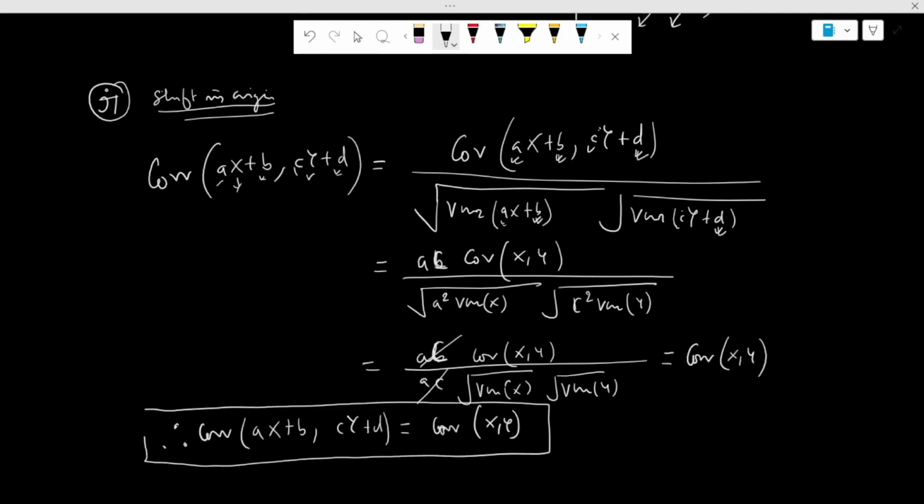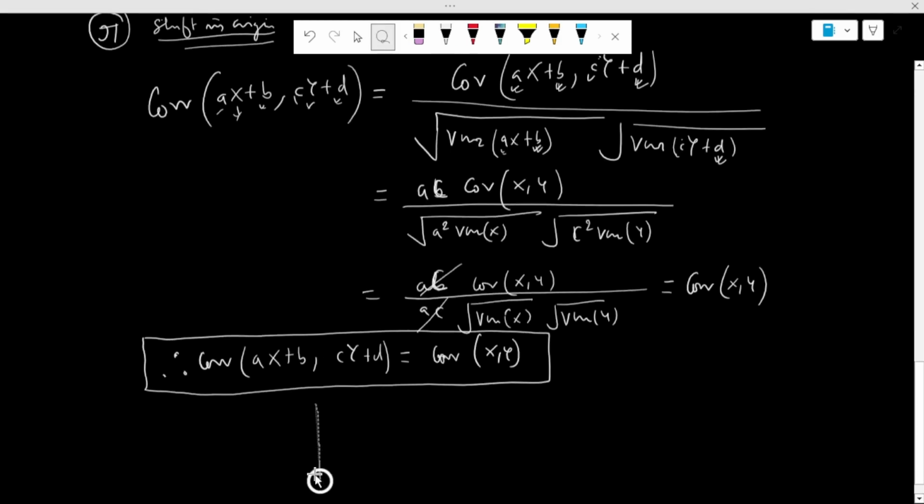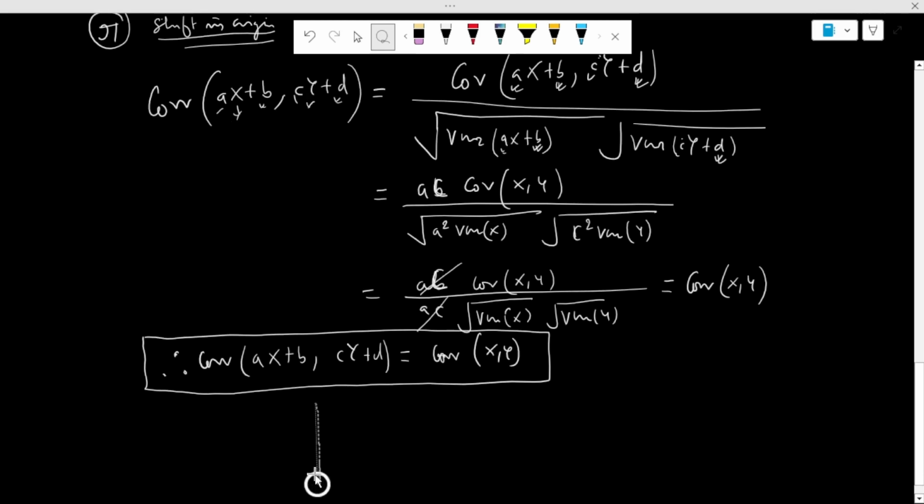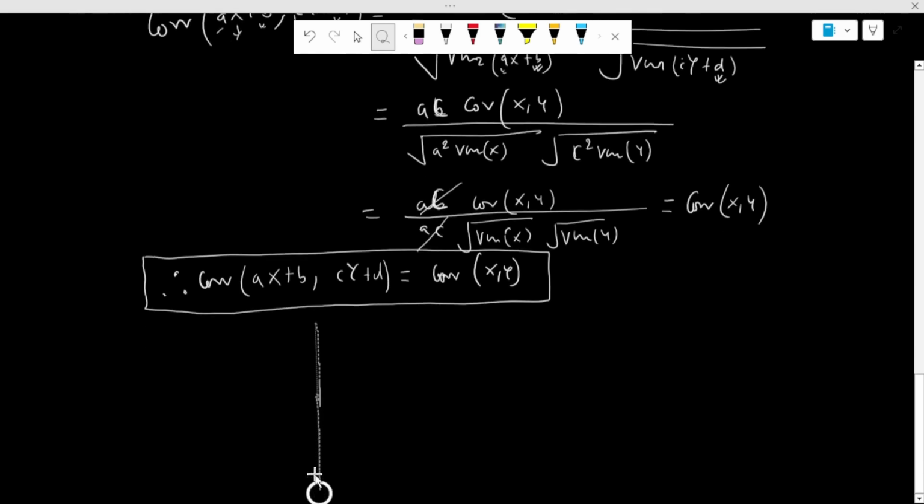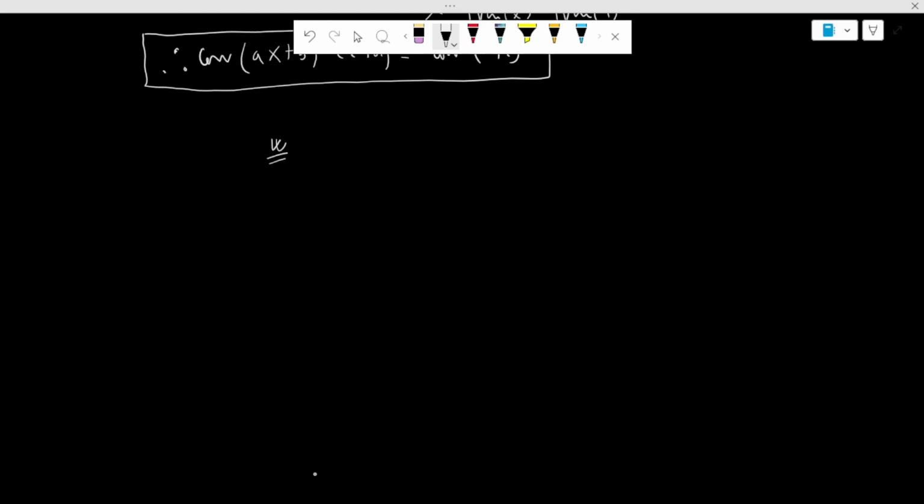So both the scaling and the shifting of the origin are not going to affect the correlation. In other words, correlation is indifferent to the scaling and shift in the origin. Let us explain it in terms of an example.